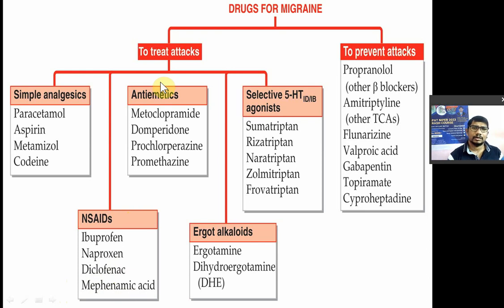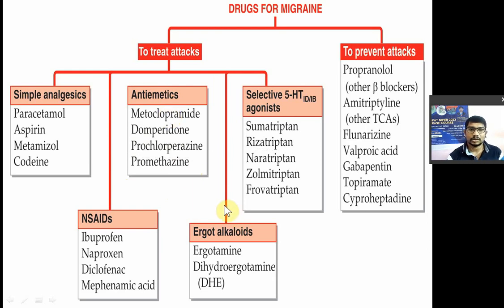Now the third class in the treatment of acute attack of migraine is anti-emetics. In this come metoclopramide, domperidone, prochlorperazine and promethazine. All these are the anti-emetic drugs used in the treatment of acute attack. Now what is promethazine? It is an antihistaminic. Prochlorperazine is similar. Domperidone and metoclopramide act as 5-HT3 receptor antagonists, right?